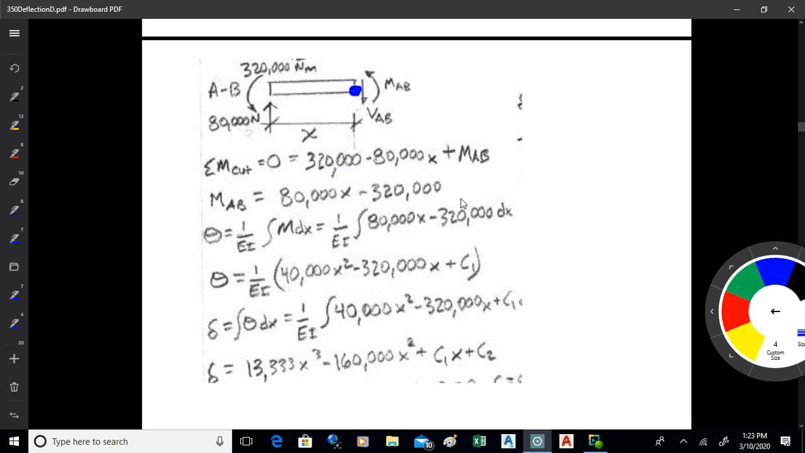Now, I don't put the numbers in for E and I until I'm pretty much done, okay? Because they just muck things up a little bit, make it harder to do. So I usually just save those, just keep them outside as a constant. I'll get to them later. That's usually how I handle that.